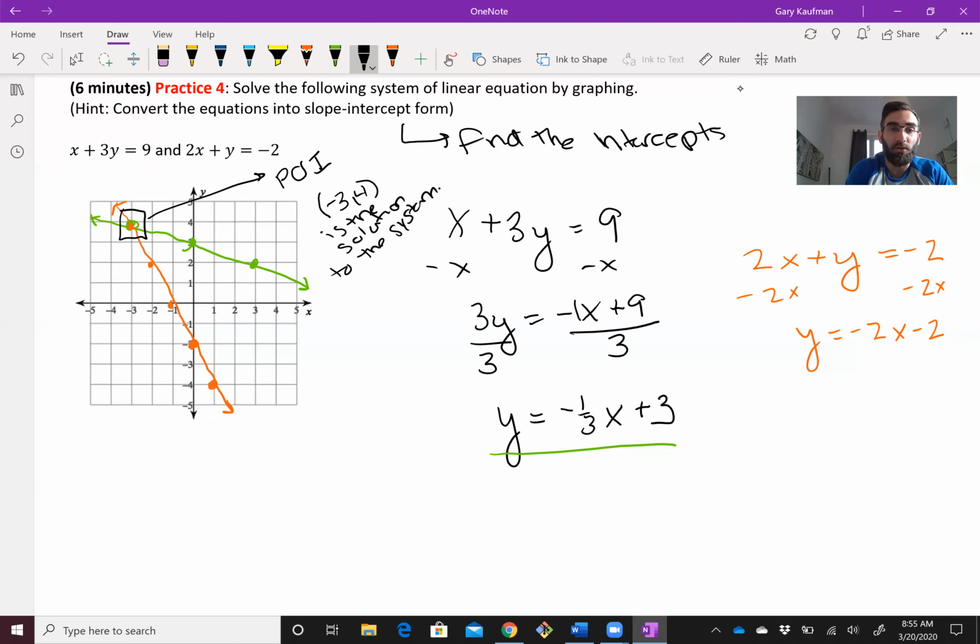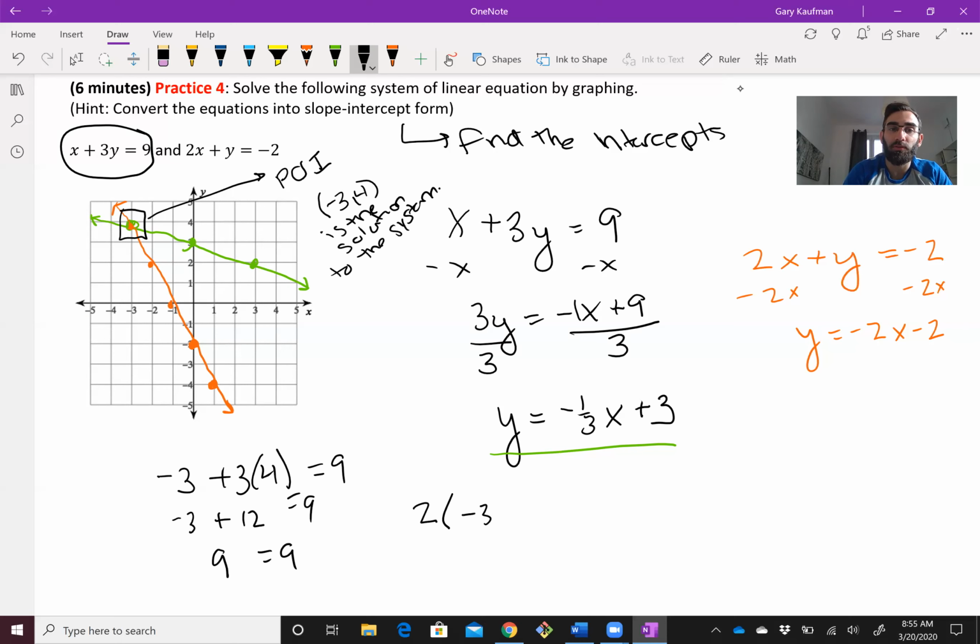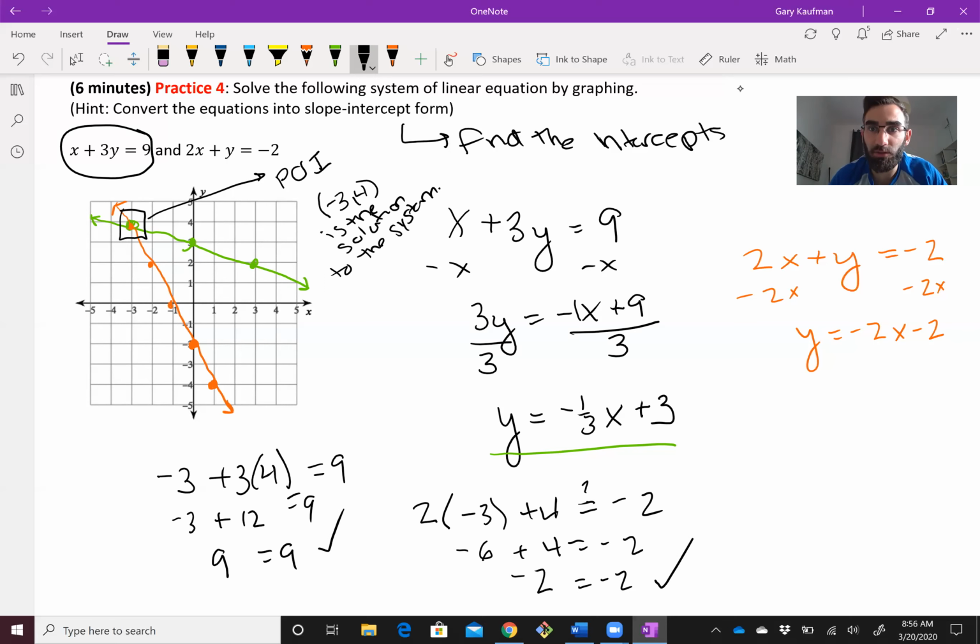You can check it too. Feel free and check it. So I'm going to plug in -3 for x plus 3 times 4. That's -3 plus 12, which is a 9, which satisfies this equation, because 9 equals 9. Well, the other one, 2 times -3 plus 4. Well, let's see if it equals -2. -6 plus 4 equals -2. -2, in fact, equals -2. So it is the solution to both. All right.